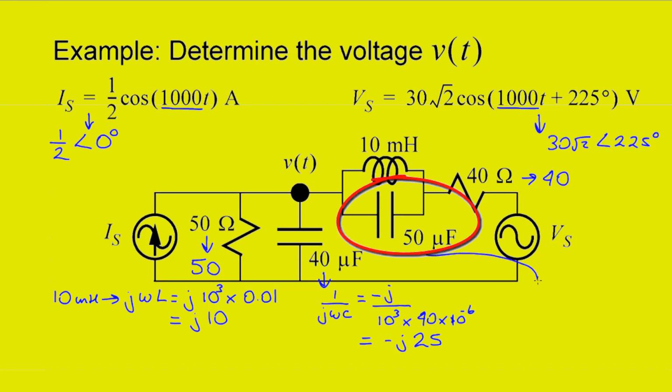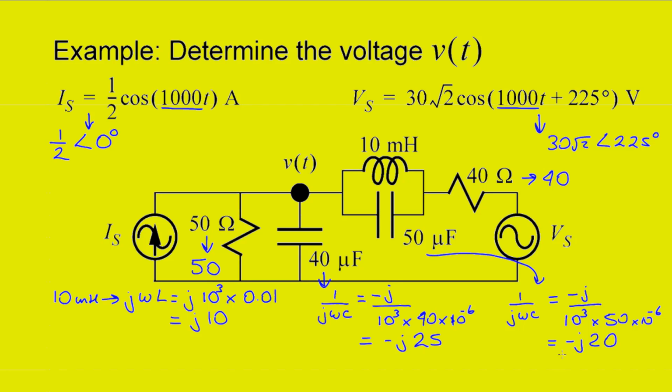Our last capacitor, again, will be of the form 1 over jωC, and of course 1 over j is simply minus j, and that will be divided by ω, which is 10 to the 3. Notice all the omegas are the same, times 50 times 10 to the minus 6. If we do the arithmetic on that, we get minus j20. One thing to notice is that the capacitors end up with minus j, whereas the inductor ends up with plus j.